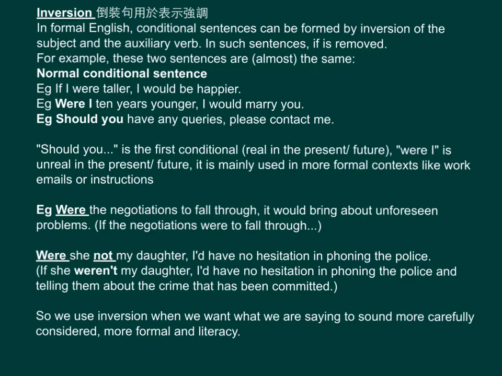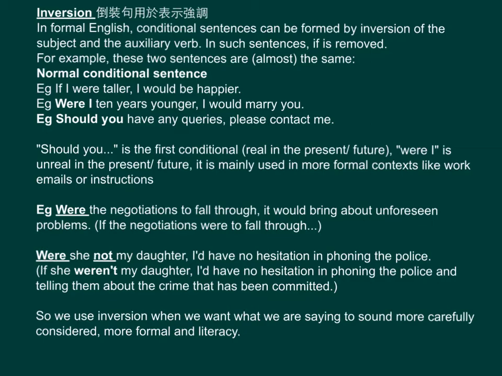Were I 10 years younger, I would marry you. Should you have any inquiries, please contact me. Should you is the first conditional, real in the present or future, whereas were I is unreal in the present or future. It is mainly used in more formal contexts like work emails or instructions. For example, were the negotiations to fall through, it would bring about unforeseen problems.